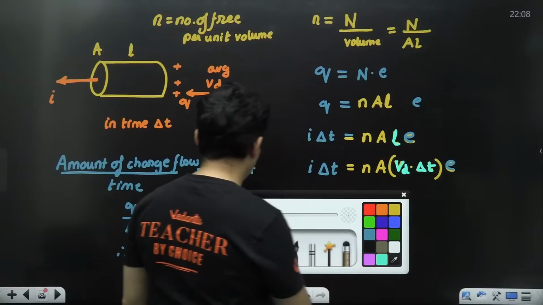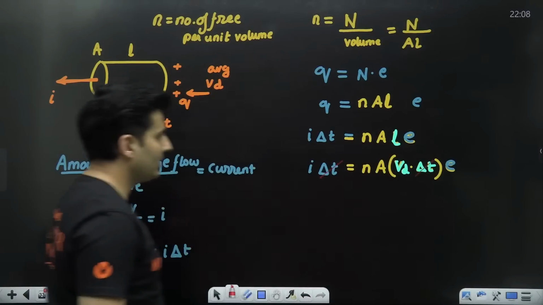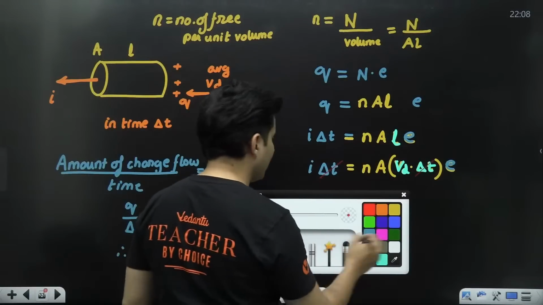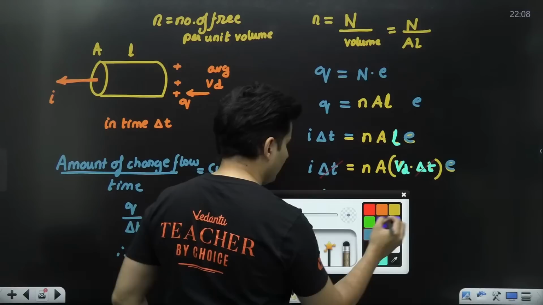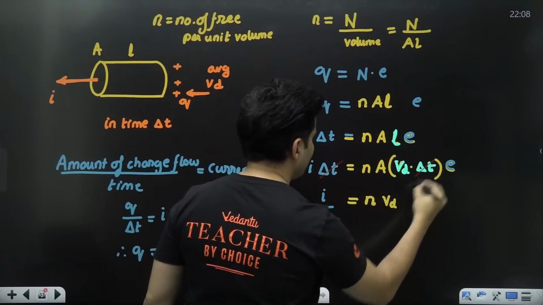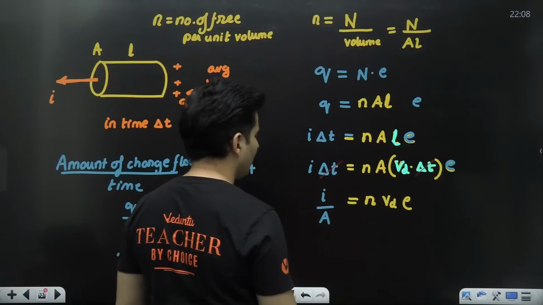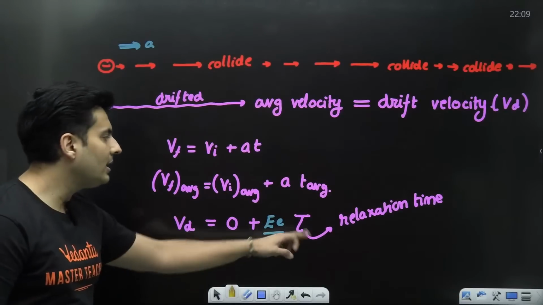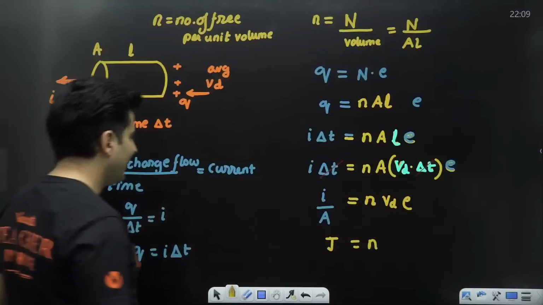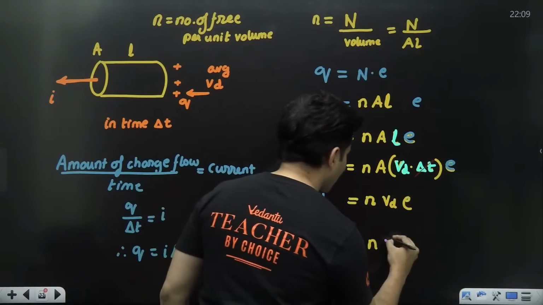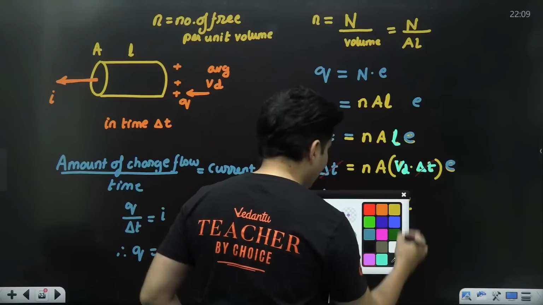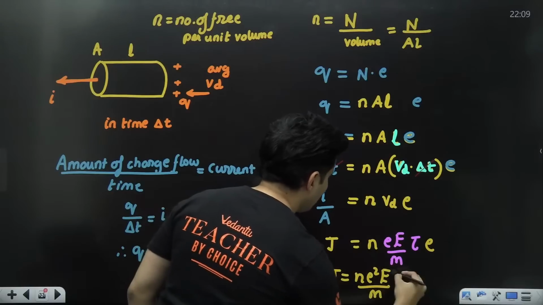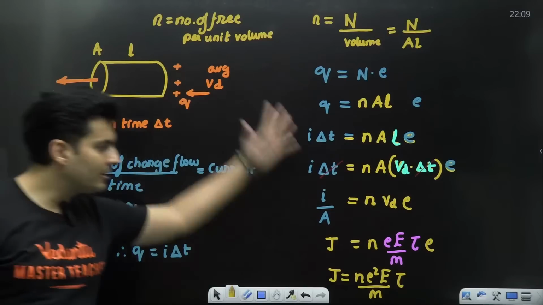So now what will get cancelled? Delta t and delta t got cancelled. That is what they do over here. They cancel that delta t and bring down this particular area below the current, the rest of the things as it is: N, Vd and e. What is I by A? It is nothing but J. What is drift speed? We just got it over here. It is eE by m tau. So eE by m, the whole thing multiplied by tau, and this e is as it is. From this we get J is equal to N e square E tau by m. That is the formula. Is this derivation clear now, how they got it?